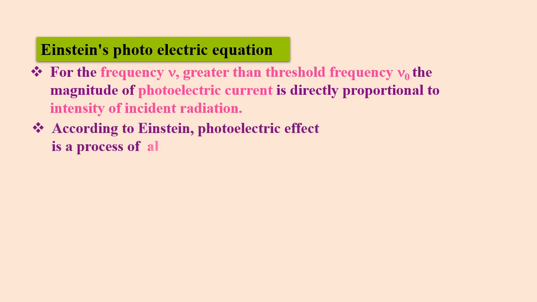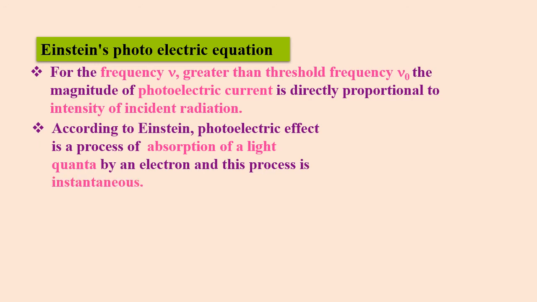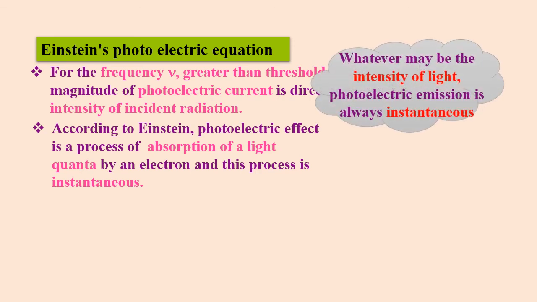Next, according to Einstein, the photoelectric effect is a process of absorption of a light quantum by an electron, and this process is instantaneous. As soon as it absorbs the quantum, it will be emitted within a short time. So therefore it is called instantaneous. Whatever the intensity of light, photoelectric emission is always instantaneous.